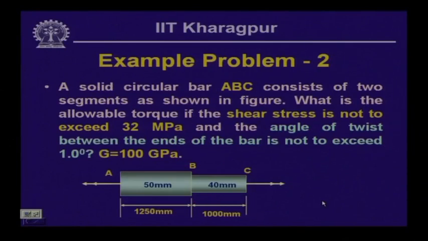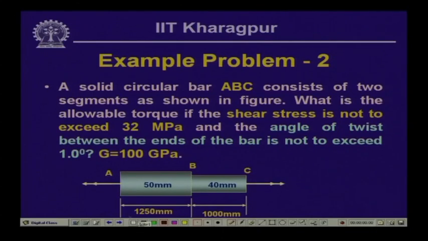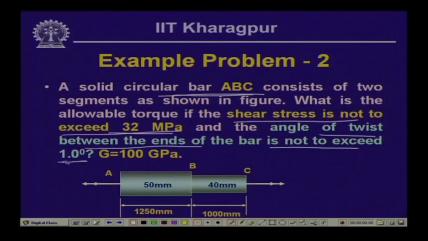Well, let us look into the second example problem. In fact, this example also was set last time: a solid circular bar ABC consists of two segments as shown in the figure. Now, what is the allowable torque if the shear stress is not to exceed 32 MPa and the angle of twist between the ends of the bar is not to exceed 1 degree? G is given as 100 gigapascal.